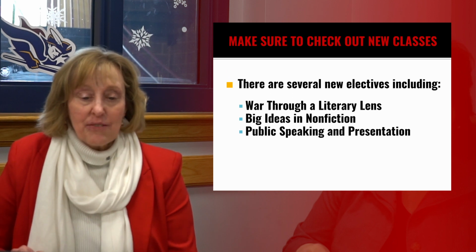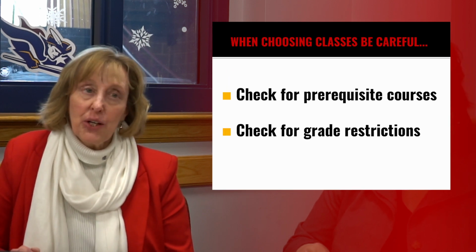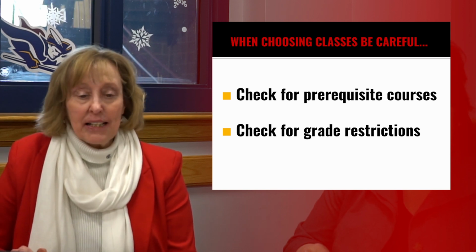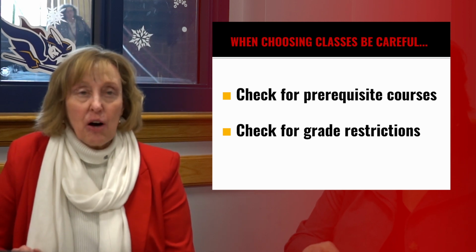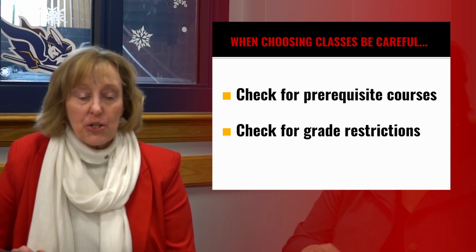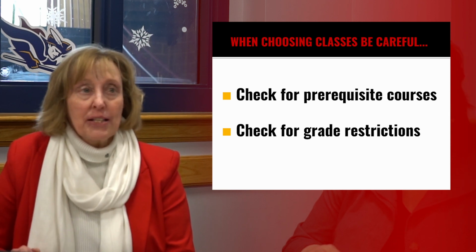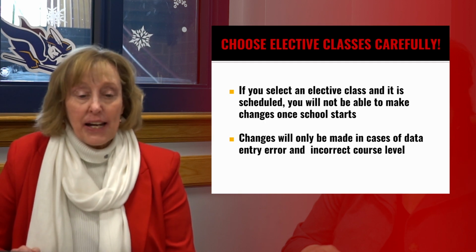When choosing classes, be really careful. Check for prerequisite courses. So for example, you cannot take Marine Biology 2 until you've taken Marine Biology 1. You can't take Advanced Computer Aided Design until you've taken the prerequisite. And then also when you look up the course description, it will indicate grades, for example, 9 through 12 or grades 11 through 12. Double check those. And choose elective classes carefully.